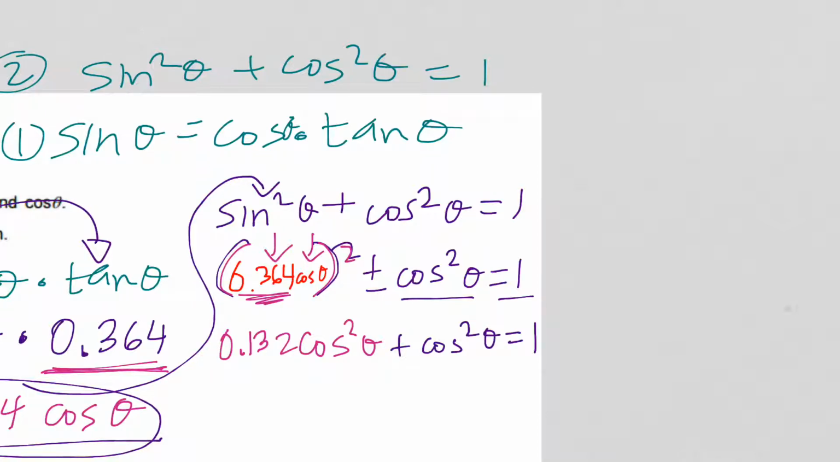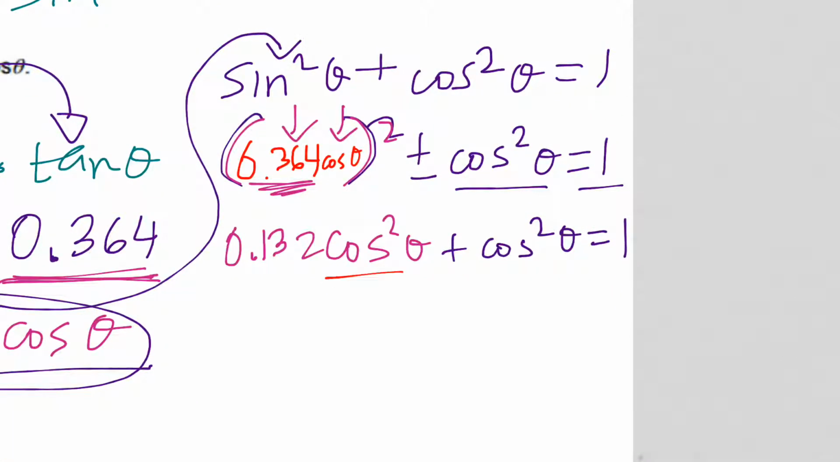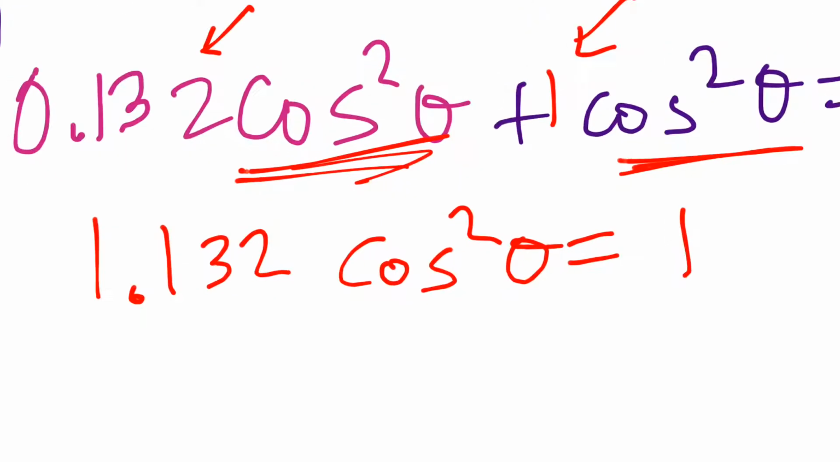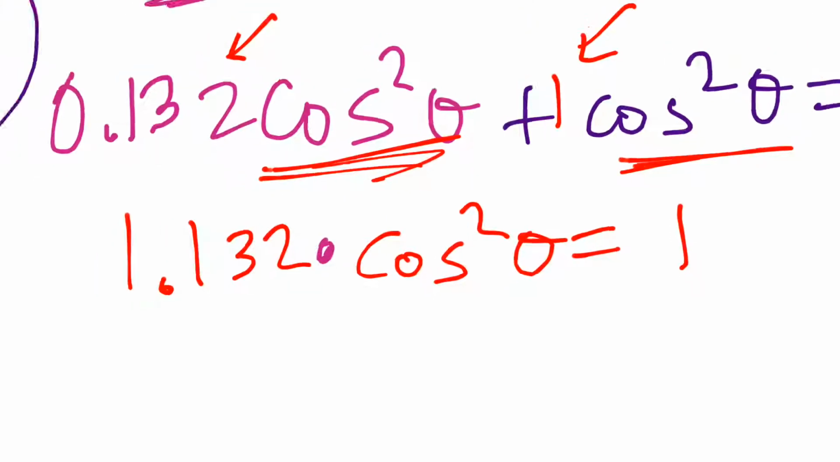Well, in Math 1, we learned that if you have two values that have the same units, these are called like terms. So now I'm going to combine like terms. An invisible 1 plus 0.132 added up is 1.132. Rewrite what they have in common. Cosine squared theta. 1.132 cosine squared theta means to multiply.